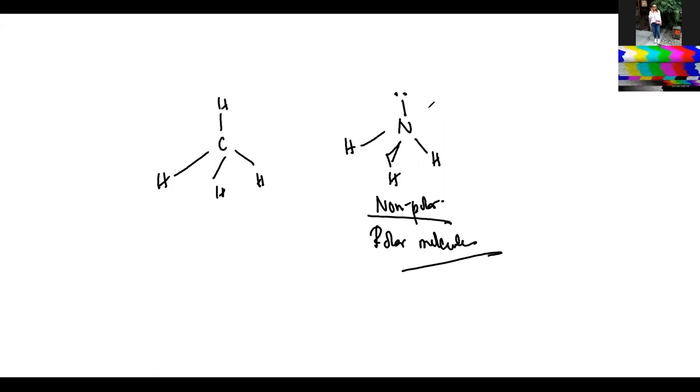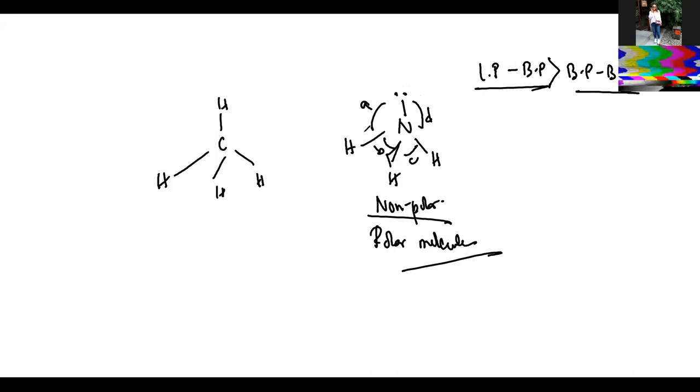Because it has a lone pair. We know that lone pair, lone pair, bond pair. A, B, C, and D. Are the bonds equal? No, sir. Bonds are not equal. Why not? Because lone pair-bond pair repulsion is greater than bond pair-bond pair repulsion. So is the overall molecule symmetrical or asymmetrical? Asymmetrical. So is it polar or a non-polar molecule? Polar molecule. Acha, look again.